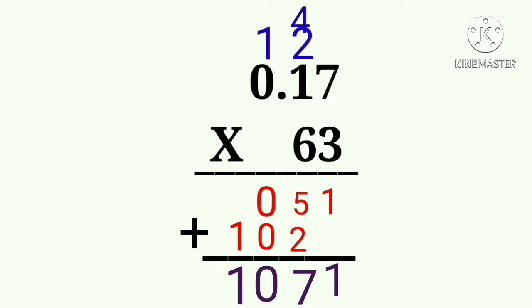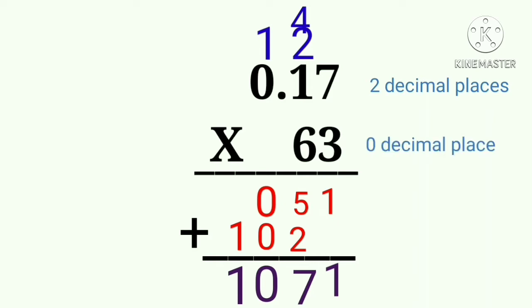Next is count the decimal places of the factors. In 17 hundredths, we have 2 decimal places. In 63, no decimal place. So a total of 2 decimal places. Since we have 2 decimal places in the product, we are going to place the decimal point starting from the right of the last digit. In the product, we have now 1 and 2. So we're going to place the decimal point between 0 and 7.